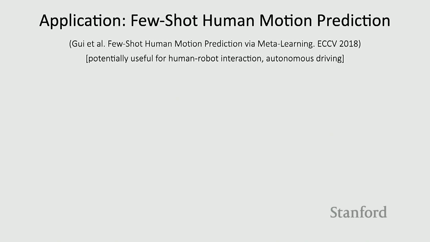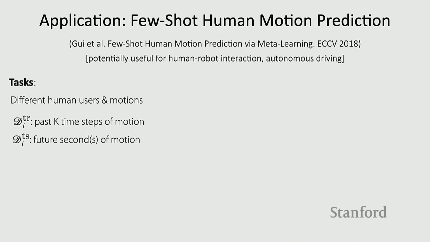Another example, this is a regression example like the first robotics example. You want to be able to predict human motion into the future. And different tasks are going to correspond to different human users and different kinds of motions. And dtrain will correspond to the past k time steps of motion, and dtest will correspond to the future time steps of motion.